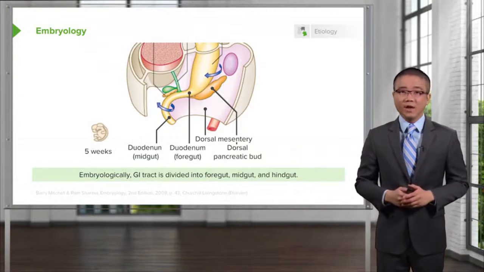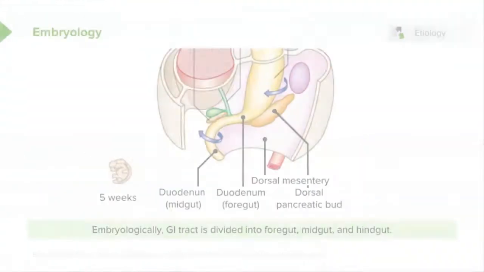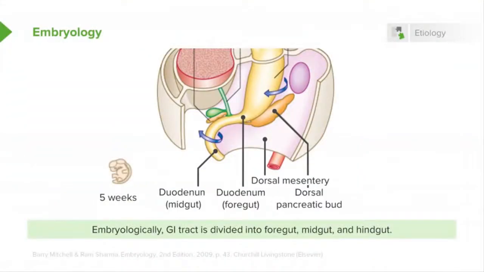Let's visit the embryology of the GI tract. The GI tract, or gastrointestinal tract, is usually divided into three segments. Embryologically, they represent the foregut, the midgut, and the hindgut. The foregut is generally proximal to the ligament of Treitz.